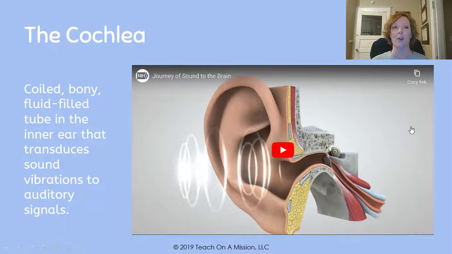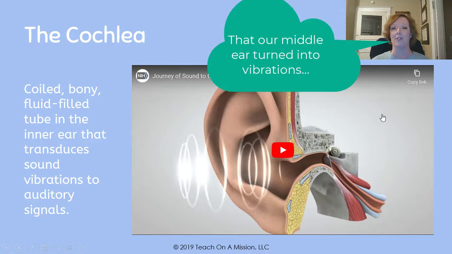All right, so let's talk about the cochlea. The cochlea is a coiled, bony, fluid-filled tube in the inner ear that transduces sound. This is where transduction happens. It transduces the sound vibrations to auditory signals. This is where it turns from a mechanical wave into something that our body can process.